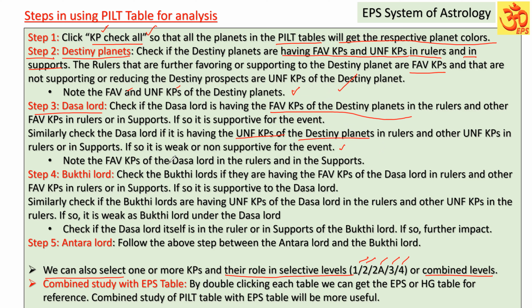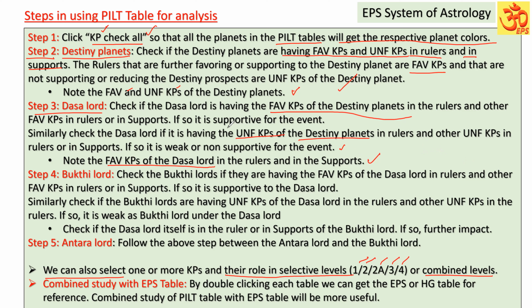So note the favorable key planets of the Dasa Lord in the rulers and also in supports. It means once we study the Dasa Lord, it can have the favorable key planets of the destiny in rulers and also in supports. So we can check which favorable key planets make the Dasa Lord favorable for the event, and note the favorable key planets of the Dasa Lord and also the unfavorable key planets of the Dasa Lord. So first we check the destiny, its favorable and unfavorable key planets, and next check the Dasa Lord.